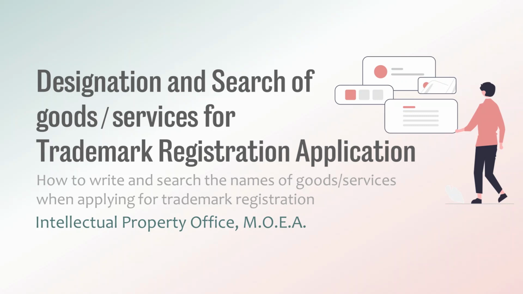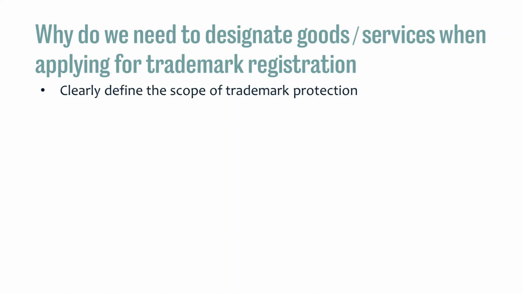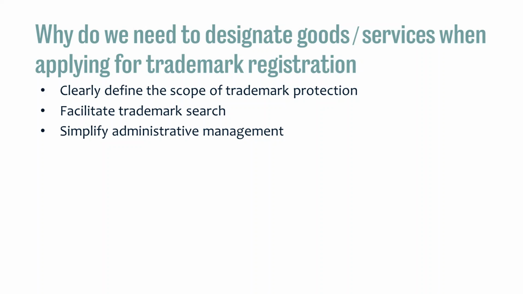In this video, we will introduce the designation and search of goods and services for trademark registration application, including the information about how to write and search the names of goods or services when applying for trademark registration. First of all, why do we need to designate goods and services when applying for trademark registration? It is for the purpose of clearly defining the scope of trademark protection, facilitating trademark search, and simplifying administrative management.